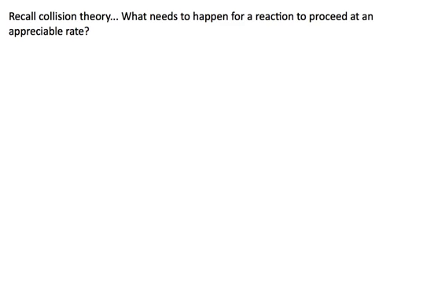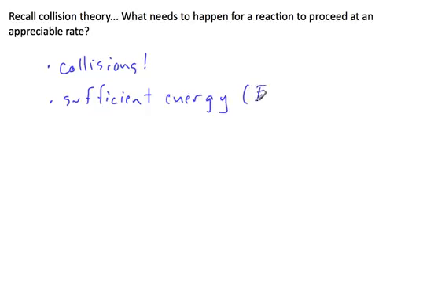So if you recall collision theory, what needs to happen for a reaction to proceed at an appreciable rate, that is, at a measurable rate? Well, you probably remember that we have to have collisions. So molecules need to collide. Okay, so that's very important. But you also have to have sufficient energy. And that's the activation energy. We already defined that. So particles have to be at or above activation energy and collide.